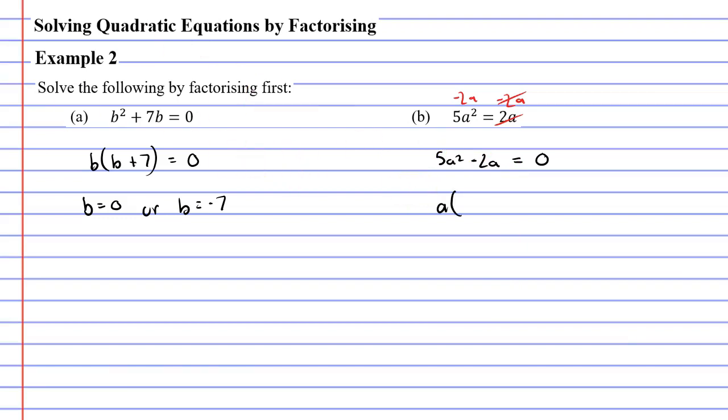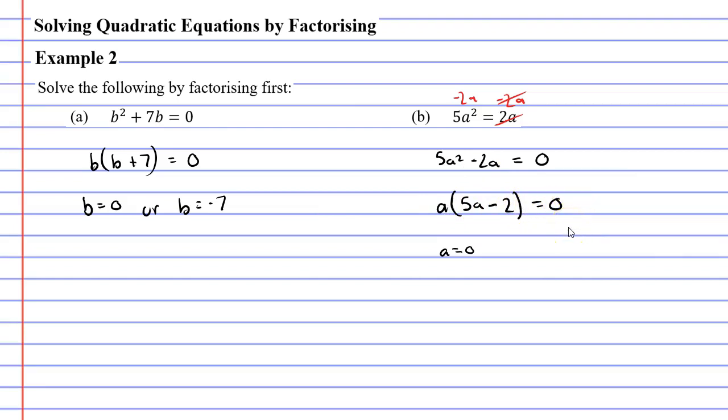Now a times 5a will give us 5a squared. And a times 2 will give us 2a, and this must equal 0. Now we're going to have two solutions here. The first most obvious solution is that a can equal 0, because if a is 0, what's in the brackets is quite irrelevant. Anything times 0 equals 0.